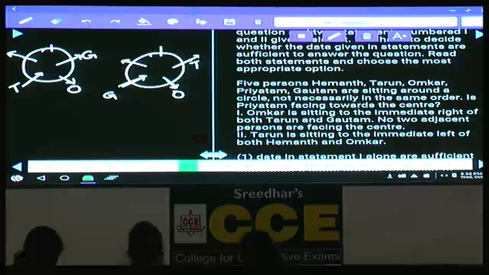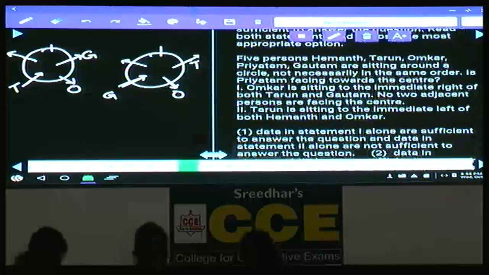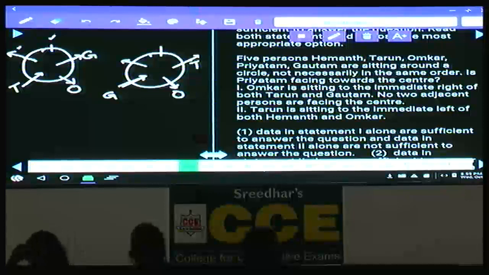Now with the help of condition number 1, there is no information about Preetham. Whether Preetham is here or here, we cannot determine it, so one alone is not sufficient. Then coming to the next one, condition number 2.